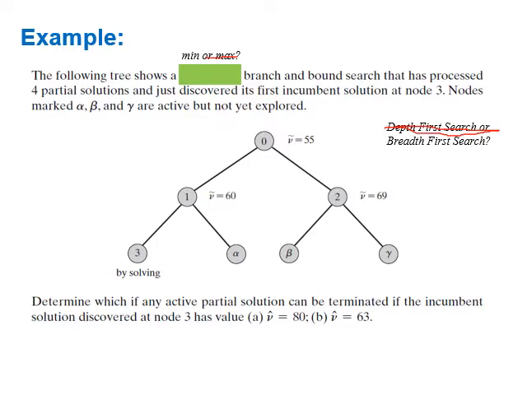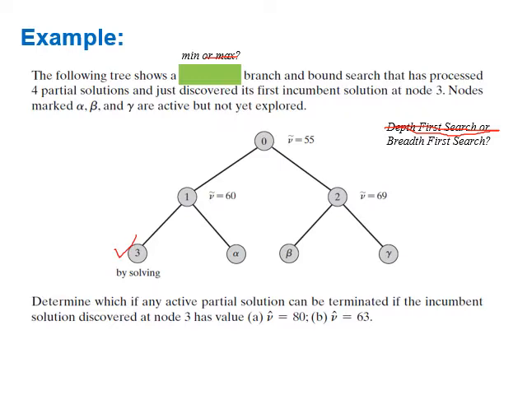It says that in this branch and bound search, we processed 4 nodes: 0, 1, 2, 3. We already processed these nodes, and we discovered the first incumbent solution. Incumbent means, and I'm going to talk about it in a few minutes, the best integer feasible solution. So we have this best integer feasible solution in this node 3.